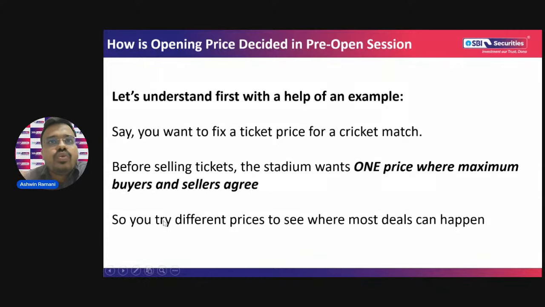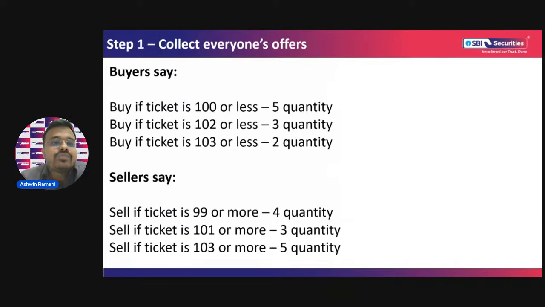So you want to fix a ticket price for a cricket match. So now you are wondering कि कौन सा price set करना चाहिए. So what you do is you try different prices to see where most deals can happen. Okay. Now this is what you get. So the first step is you try collecting everyone's offer. Now, when you start collecting everyone's offer, you will have some buyers, you will have some sellers. Obviously, you need to have a buyer and seller for a transaction to happen.